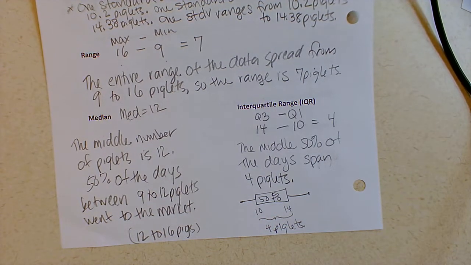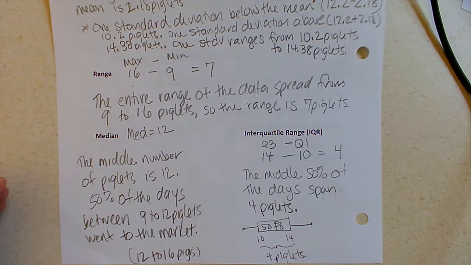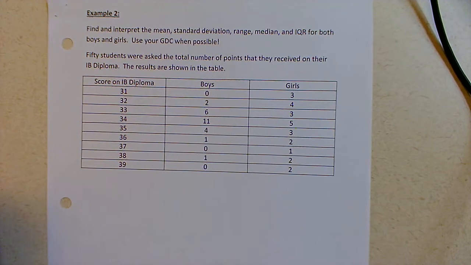Okay, so with all of this being said, let's look at another example. So this was really going over the interpretations using a single set of data. Let's just look at example 2 right now. This is example 2. Find and interpret the mean, standard deviation, range, median, IQR for both boys and girls. Use your GDC when possible. We have 50 students that were asked the total number of points they received on their IB diploma. The results are shown in the table.